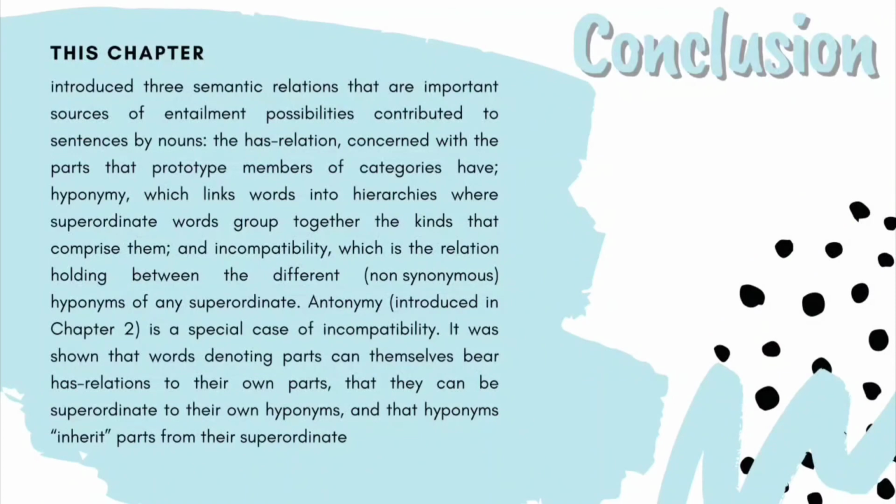contributed to sentences by nouns. The has relation concerned with the parts that prototype members of categories have, hyponymy, which links words into hierarchies where superordinate words group together the kinds that comprise them, and incompatibility, which is the relation holding between the different non-synonymous hyponyms of superordinates. Antonymy, introduced in chapter 2, is a special case of incompatibility. It was shown that words denoting parts can themselves bear the has relation to their own parts, that they can be superordinate to their own hyponyms, and that hyponyms inherit parts from their superordinates.